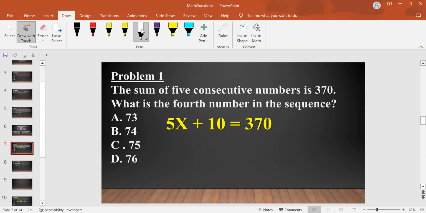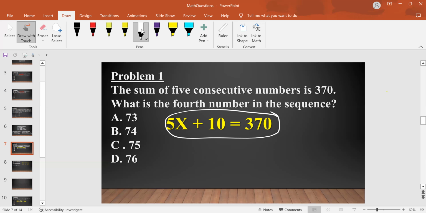The sum of 5 consecutive numbers is 370. What is the fourth number in the sequence? This is a good time to pause the video and try to solve the question before you continue to see how I will solve it. Okay, forget about this. 5x plus 10 is not in the problem.